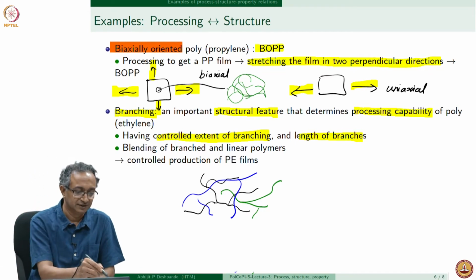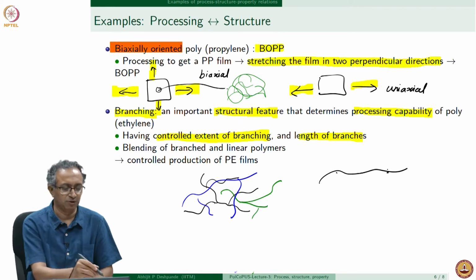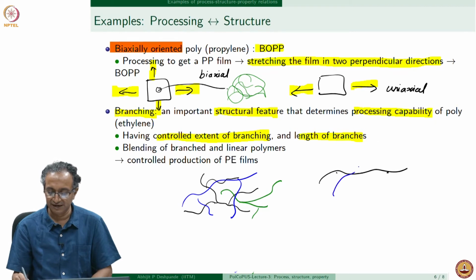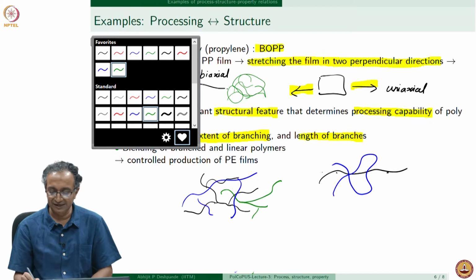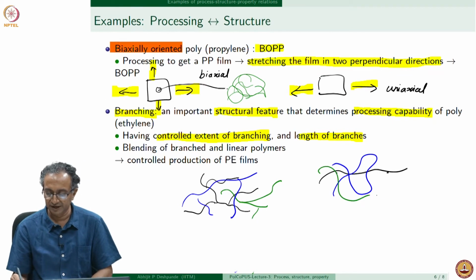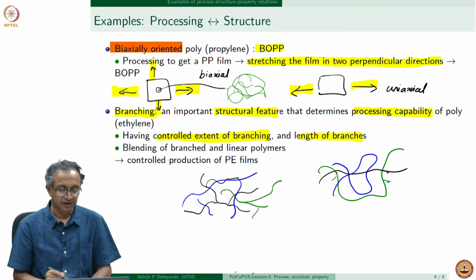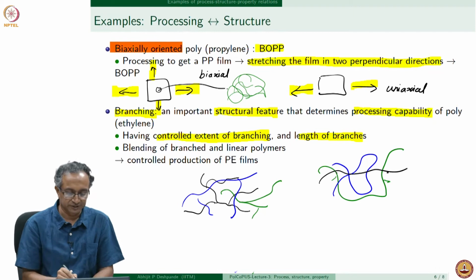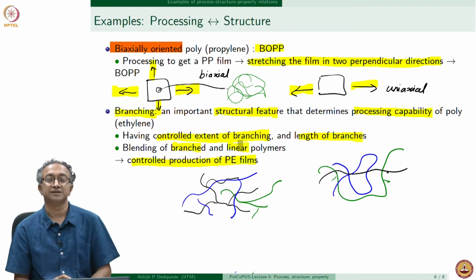And how is this different compared to, let's say, an HDPE, where you have a largely linear polymer with very small branches at most, and this is entangled with other sets of macromolecules. You can clearly see that how a molecule can move about will be very different, because entanglement and these branch points will make very different motion in the case of branched polymers as opposed to linear polymers. And so, for a controlled production of polyethylene films, many times blending of branched and linear polymer is done.